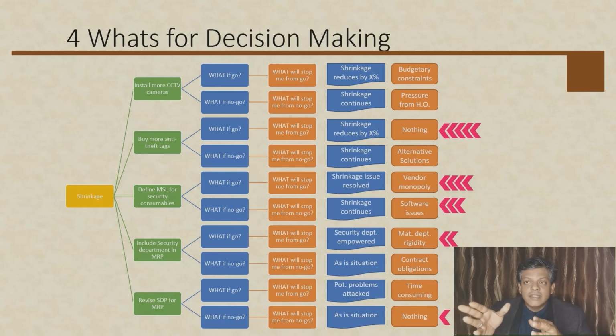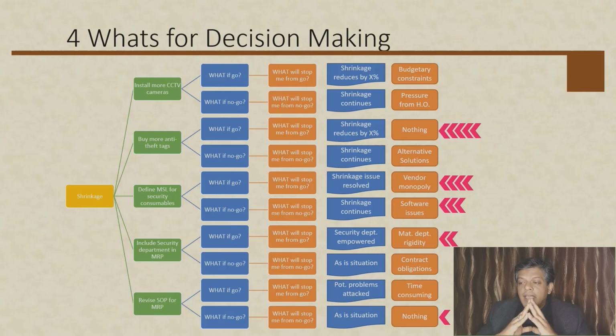So likewise, if you can see on the screen, against each of these possible options or solutions, the 4 whats are listed, and the most probable or relevant answers are also displayed next to it. For example, if we take the first option, installing more CCTV cameras, what if I go ahead with it? The most logical answer is yes, shrinkage can reduce by X percentage. And what will stop me from going ahead with it? Probably budgetary constraints, because installing CCTV cameras would need additional budget approval, which might not have been envisaged or foreseen earlier.